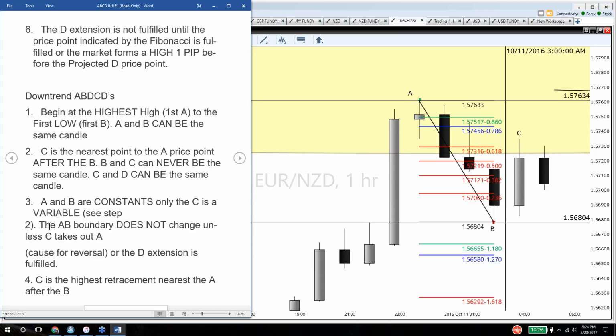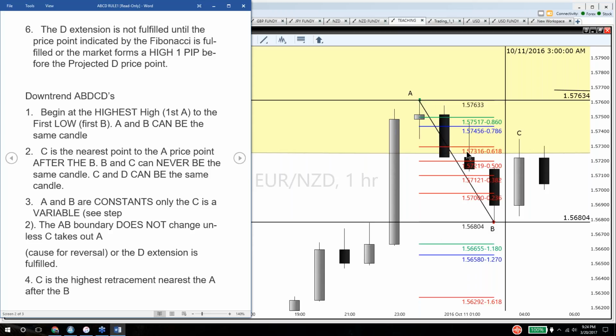The AB boundary does not change unless the C retracement takes out the A, and that includes touching the A price. If the market touches the A, that is a 100% retracement. These Fibonacci retracement levels are not random numbers. The 382, the 50, the 618, the 786, they are percentages of this total AB value.